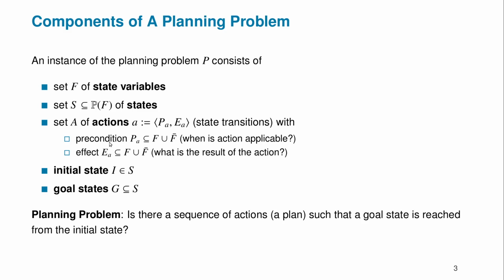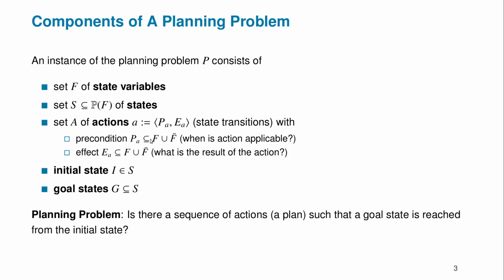A precondition is a subset of positive state variables and negative state variables, and this precondition tells us when action A is applicable. So which of the state variables have to be true, which of the state variables have to be false, and state variables which are not mentioned here do not matter. Not always are all variables relevant in order to execute an action. Therefore, we have to list the properties that should hold and the properties that should not hold explicitly.